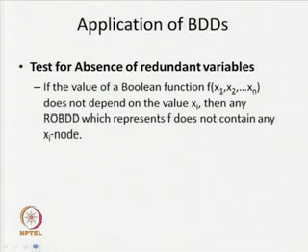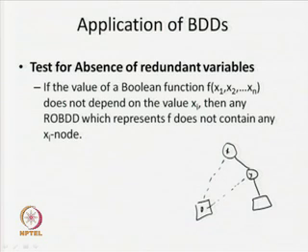How can we say that? If the value of a Boolean function f of x1 to xn does not depend on a particular variable xi, then any ROBDD which represents f does not contain any xi node. So, if I have a BDD representation of a function, say x at the top, then y, with the edges 0 and 1, this is a function f of x, y, z. If I look into this BDD, we find that it does not have the variable z. So, we can very well say that this function is independent of the variable z.